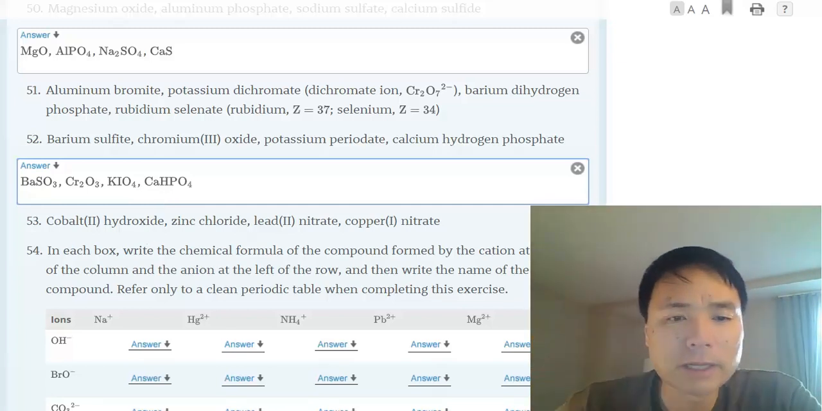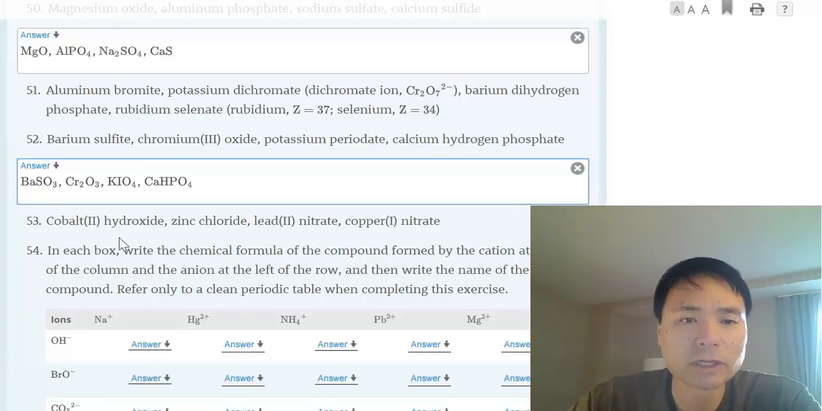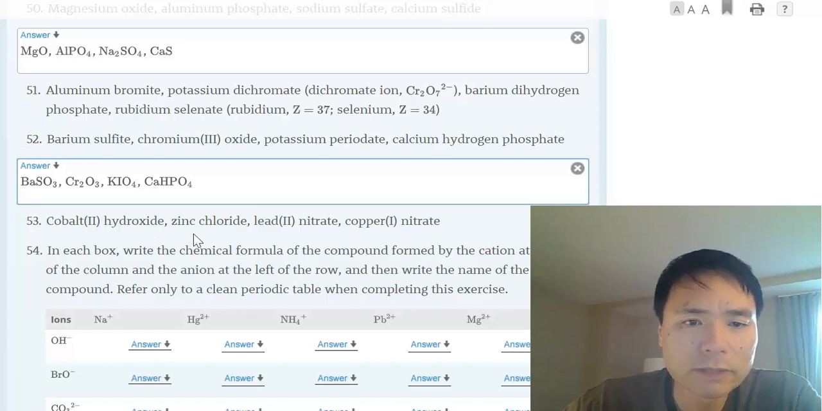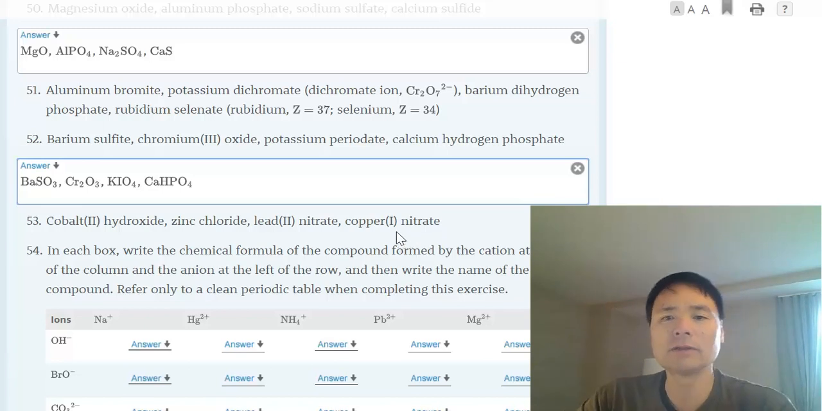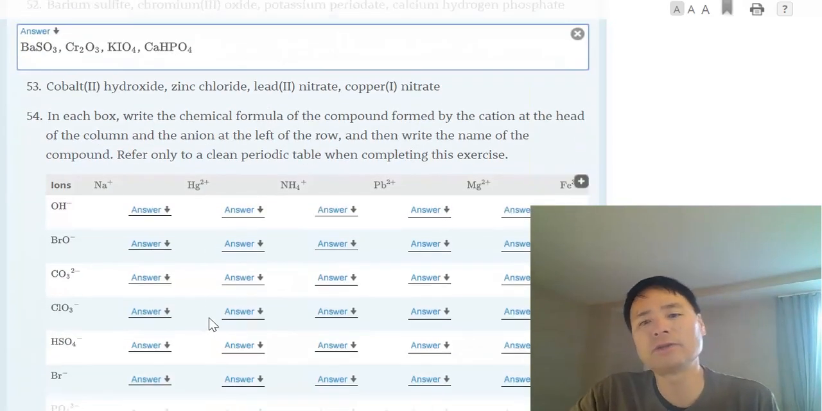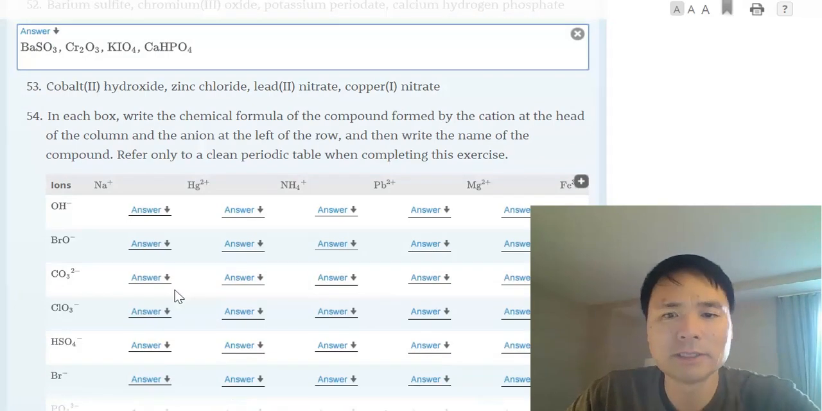Okay, cobalt 2 hydroxide. So Co(OH)2, hydroxide is a 1 minus. Zinc chloride, ZnCl2, chloride is a 1 minus. Lead 2 nitrate, nitrate's a 1 minus. So Pb(NO3)2. Copper 1 nitrate. Copper is a plus 1, nitrate's a minus 1, so 1 to 1. CuNO3 would be the formula for that. Can you each box write the formula?